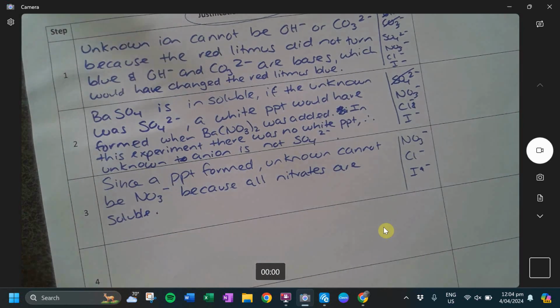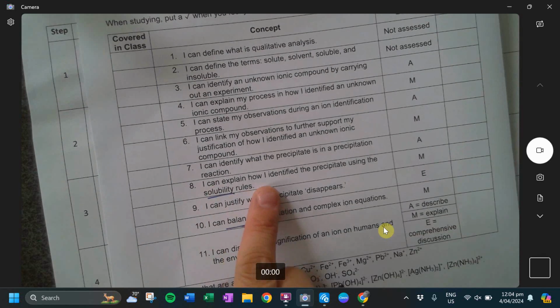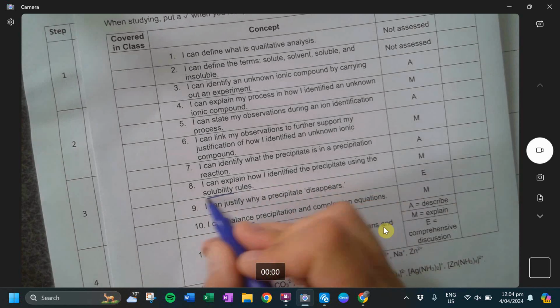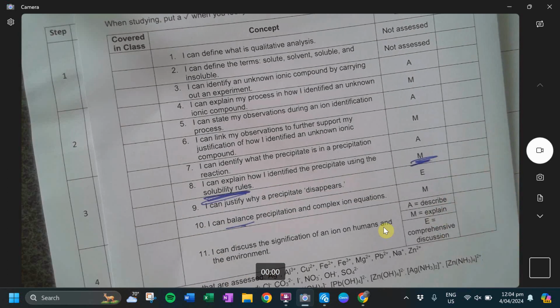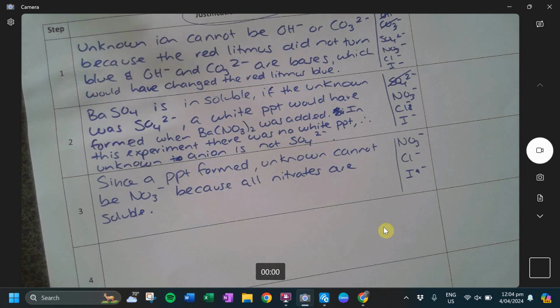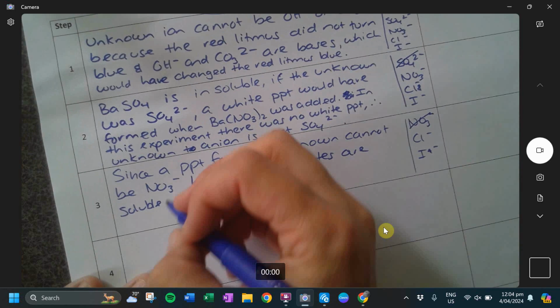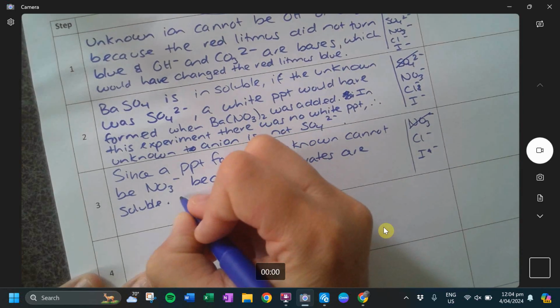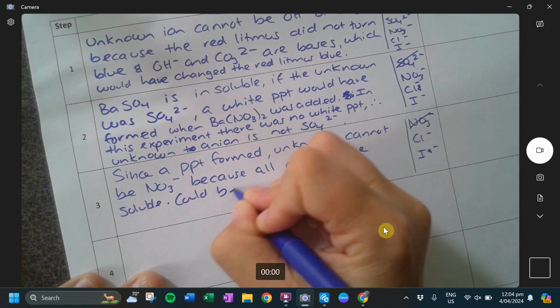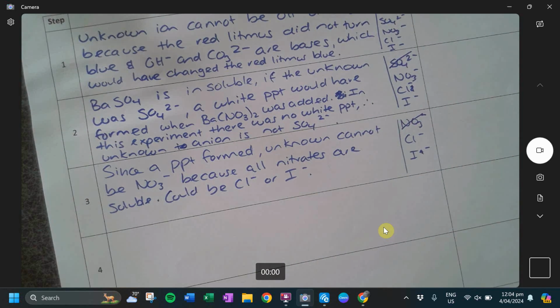Now, when you guys are looking at your success criteria, one of the things is I can explain how I identified a precipitate using the solubility rules. That's a merit requirement. So all that justification stuff is getting you demerit. So I've ruled out nitrate. So it could be chloride or iodide at this point, right? Those are my two choices.